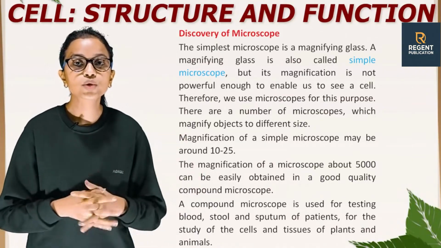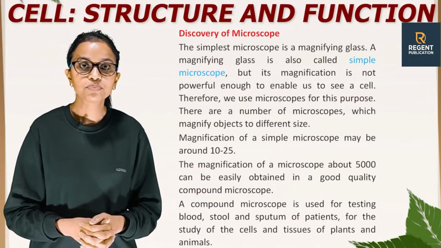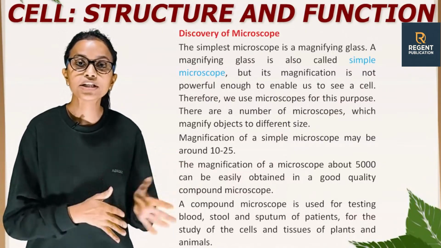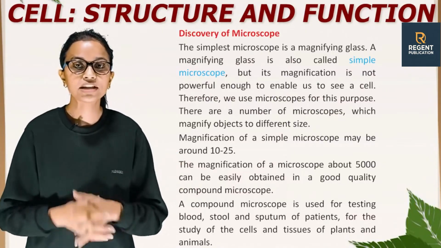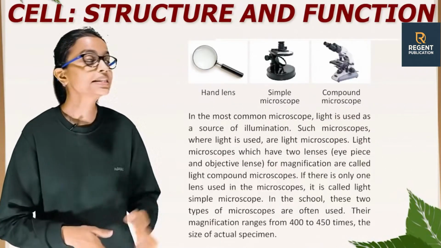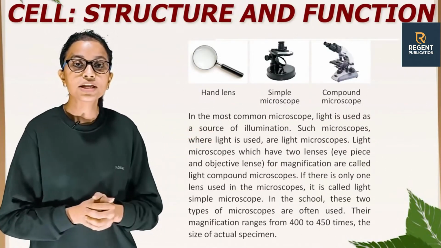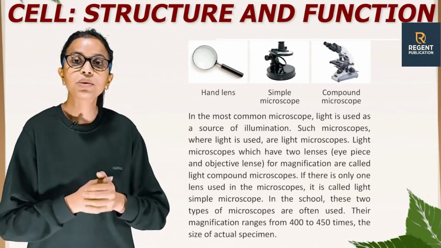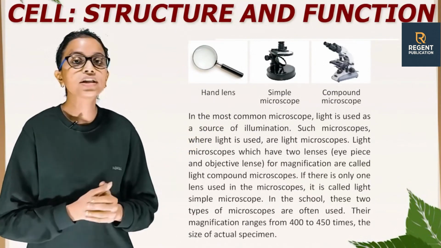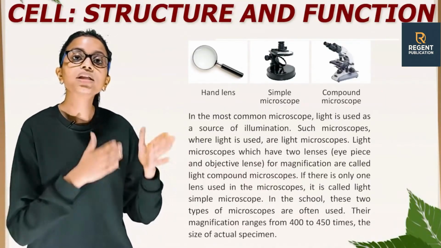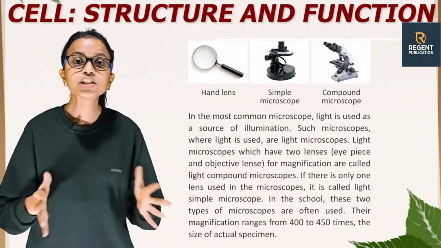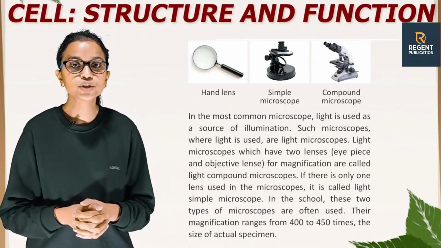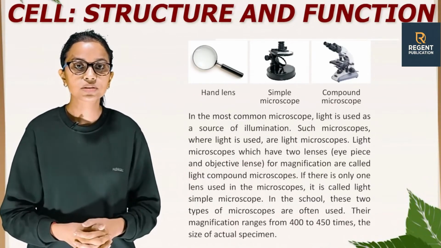A compound microscope is used for testing blood, stool and sputum of patients, and for the study of the cells and tissues of plants and animals. So students, these are some pictures. The first picture is of hand lens, the second one is simple microscope, and the third one is compound microscope. In the most common microscope, light is used as a source of illumination. Such microscopes where light is used are light microscopes.